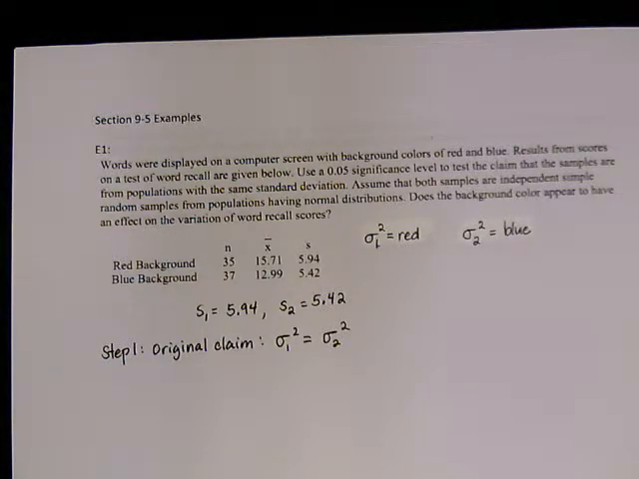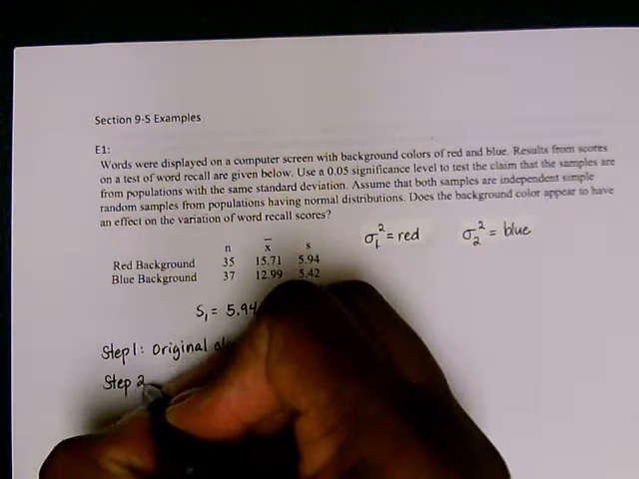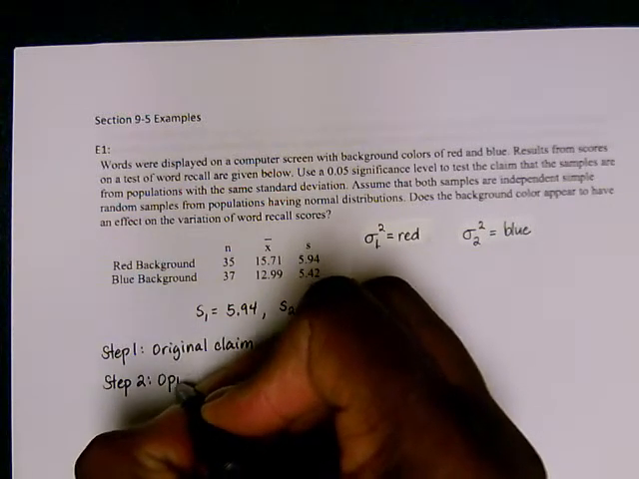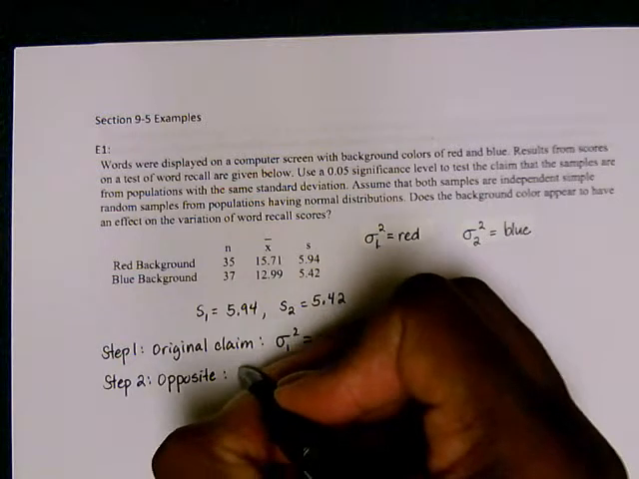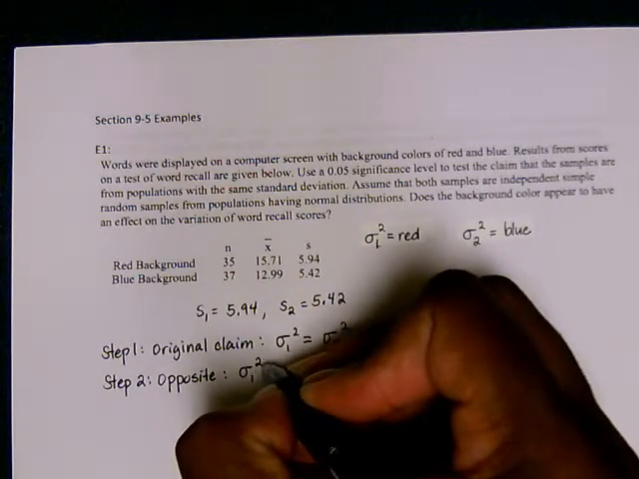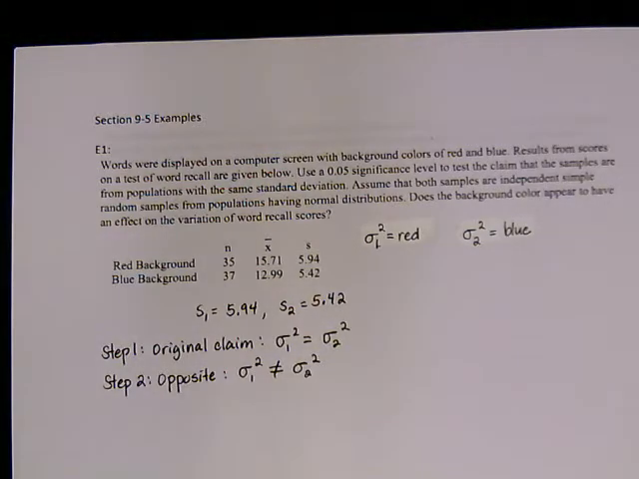So if it's the same standard deviation, that means it has to have the same variance. So that's why sigma 1 squared is equal to sigma 2 squared. That's your original claim. Now step number 2 is the opposite of that original claim. Well, the opposite of equal to, of course, is not equal to. So sigma 1 squared is not equal to sigma 2 squared.